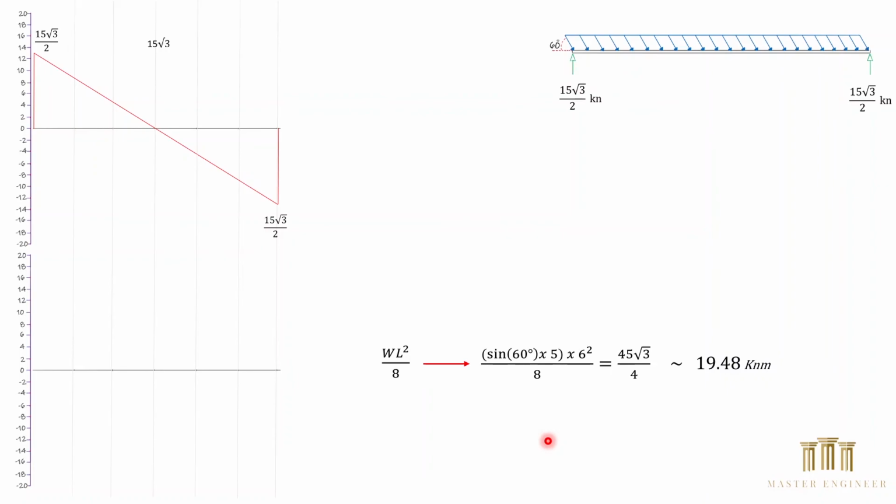Now, if we draw the bending moment diagram, it would be a parabola because our load is UDL. And the maximum bending moment is around here, which is 45 multiplied by square root of 3 divided by 4.